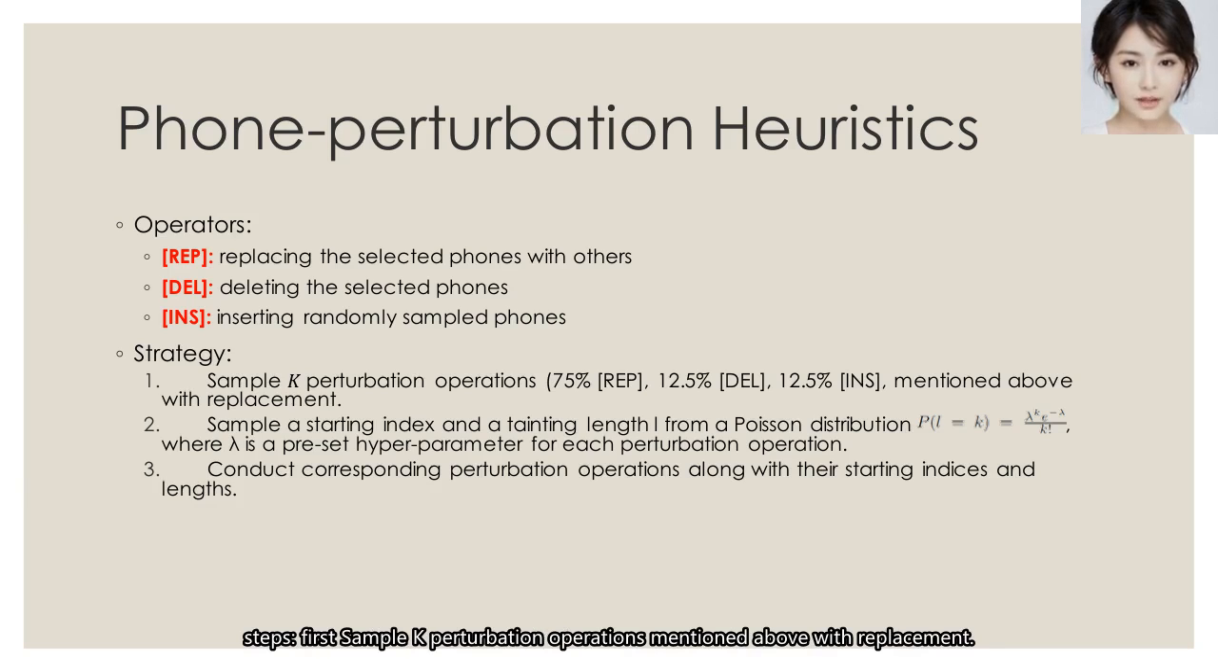First, sample K perturbation operations mentioned above with replacement. According to the statistics in real-world phone errors produced from AM, the replacing errors account for around 75 of 3 kinds of errors. Therefore, we simulate a similar sampling ratio on 3 operators. Second, sample a starting index and a tainting length L from a Poisson distribution. Third, we conduct corresponding perturbation operations along with their starting indices and lengths.